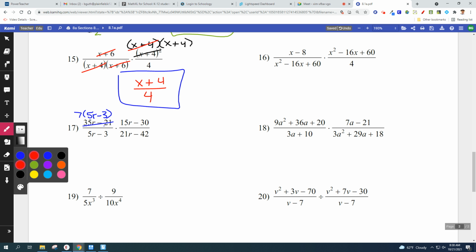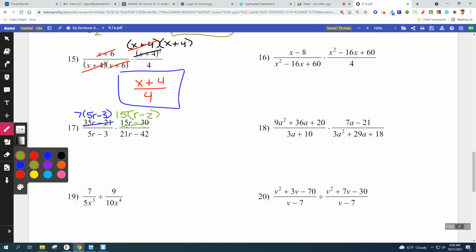Look at the top right, 15 and 30. Well, both of those are divisible by 5. That's true, but there's something bigger. We want the greatest common factor, not just any common factor. Both of those are divisible by 15. Very good. So 15 times r minus 2.